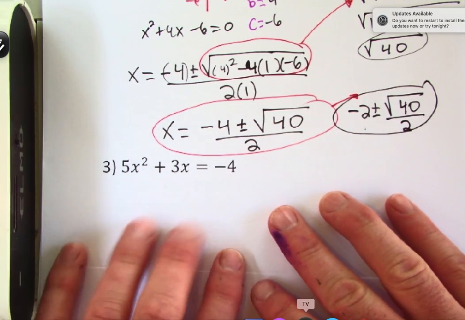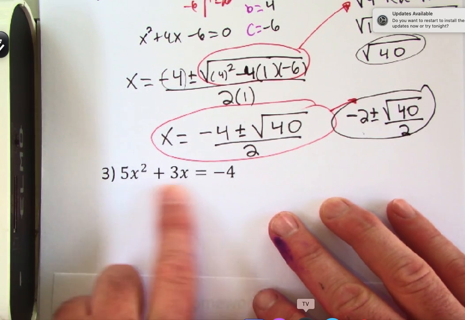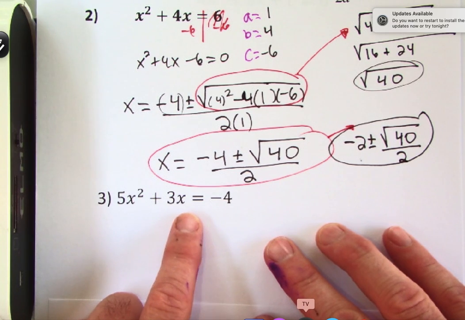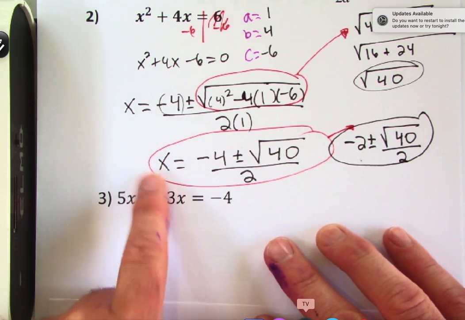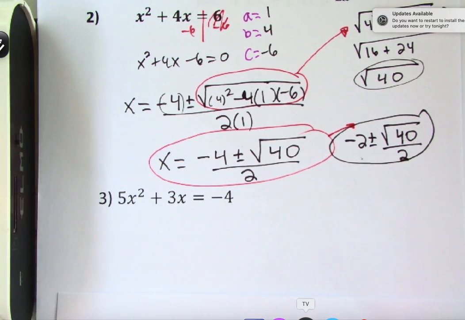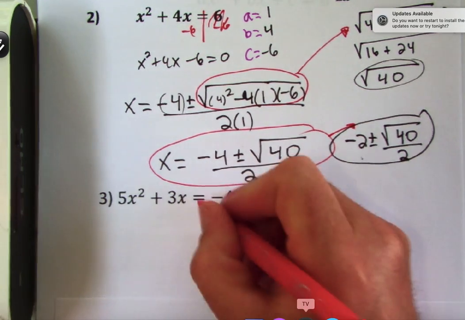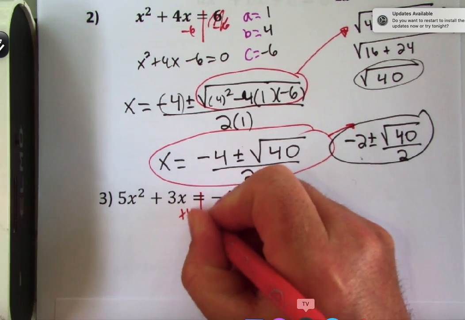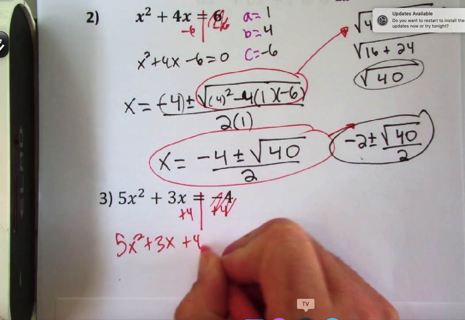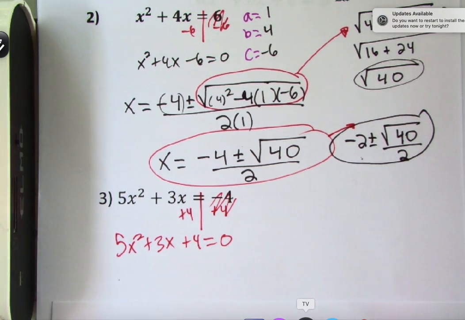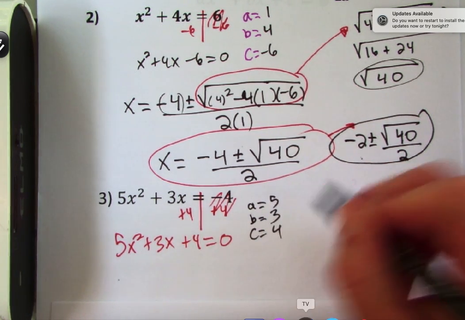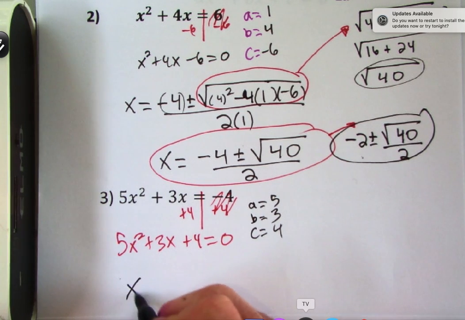I want you to try this one on your own. Go ahead and pause me right now. Make it equal to 0, and then try to get the answer down to this step. For time's sake in the video, I'm going to keep going. First, to use the quadratic formula, I need to add 4 to both sides. I'm going to identify a, b, and c so I plug them in correctly: 5, 3, 4. Then I'm going to plug them into the quadratic formula.